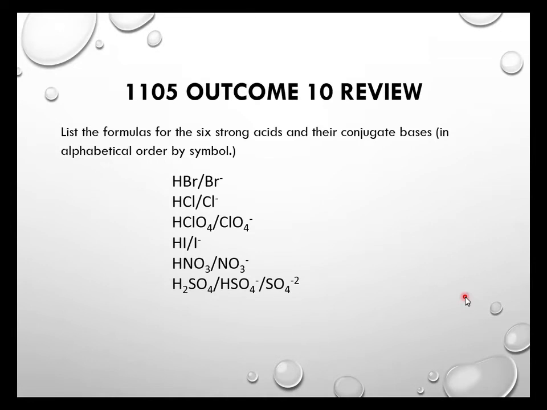Okay, I hope you were able to get hydrobromic acid, hydrochloric acid, perchloric acid, hydrogen iodide, nitric acid, and sulfuric acid, and their conjugate bases, in each case missing an H+: Br-, Cl-, ClO4-, I-, NO3-. The first conjugate base for sulfuric acid is hydrogen sulfate ion, and if you take off yet another hydrogen, you get sulfate ion. You should also be able to review the strong bases, the group 1 and 2 cations accompanying OH-. So for instance, sodium hydroxide or barium hydroxide are both strong bases.